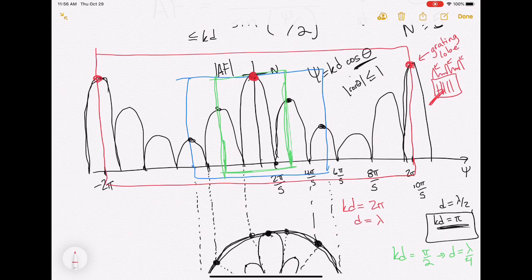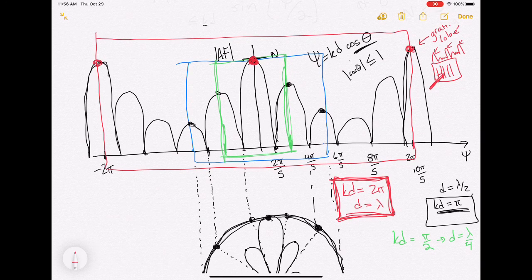So as you let the spacing between your elements get larger, you begin to see grating lobes in your array factor. And in general, these are not desirable and you want to avoid them. There are some times where you can sort of design around the fact that they exist, but in general, they're not something that you want.